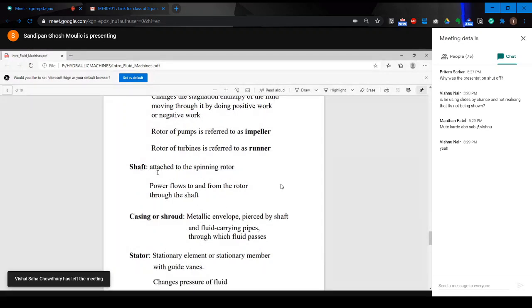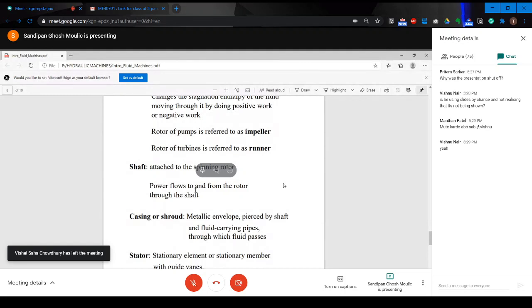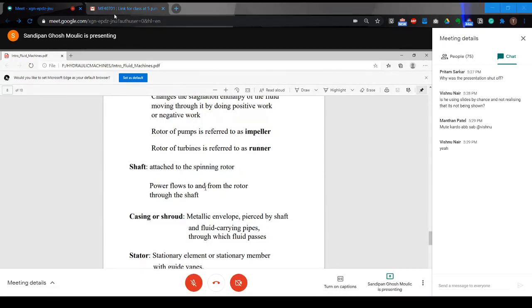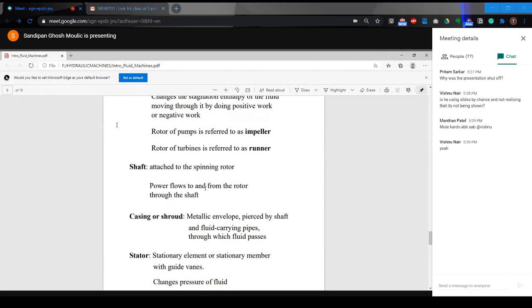So the shaft is attached to the spinning rotor and power flows to and from the rotor through the shaft. Let me explain what this means. In the case of a compressor, you will have an electric motor which will rotate the shaft. There will be a conversion of energy, electrical energy to mechanical energy of the shaft. When the shaft rotates, it will turn the rotor also, and the blades which are mounted on the rotor will push the fluid and convert the mechanical energy of the shaft to energy of the fluid. Now look at the other case of a turbine.